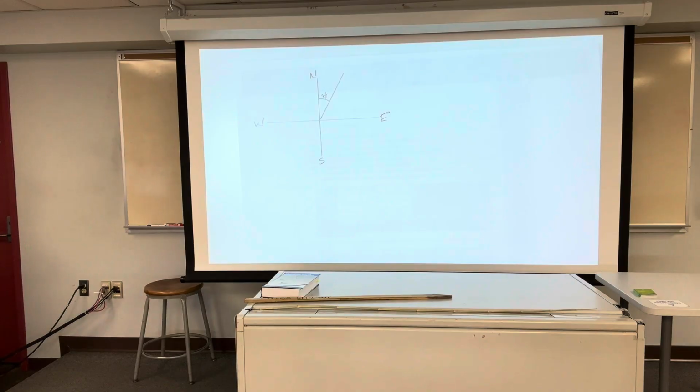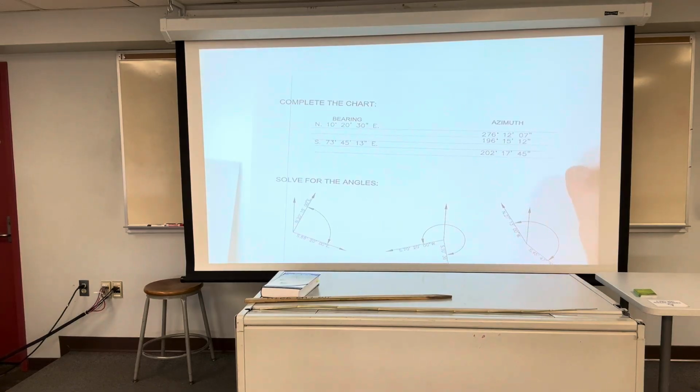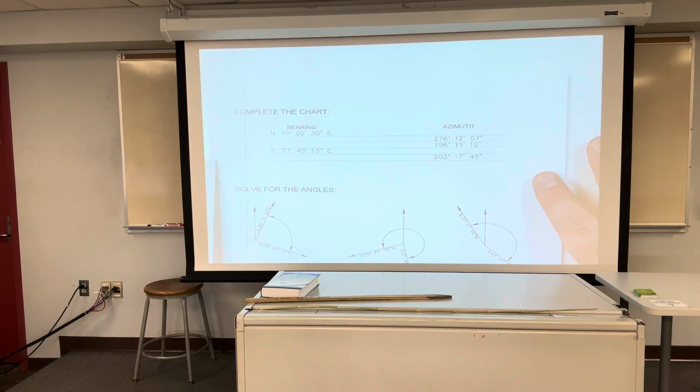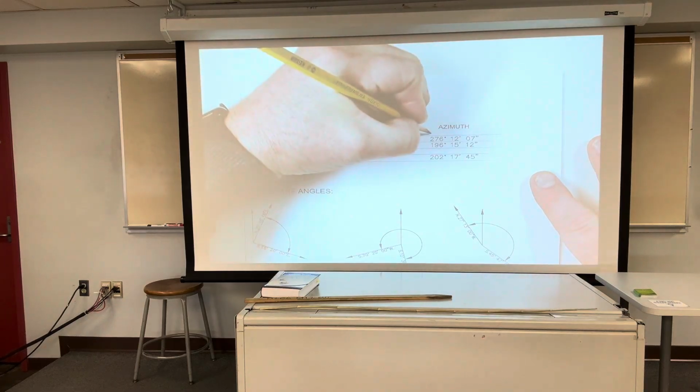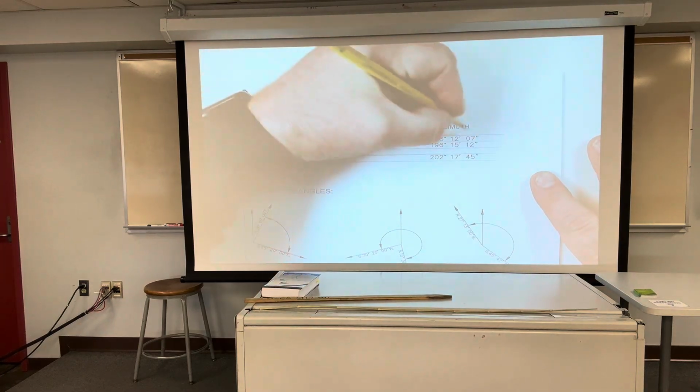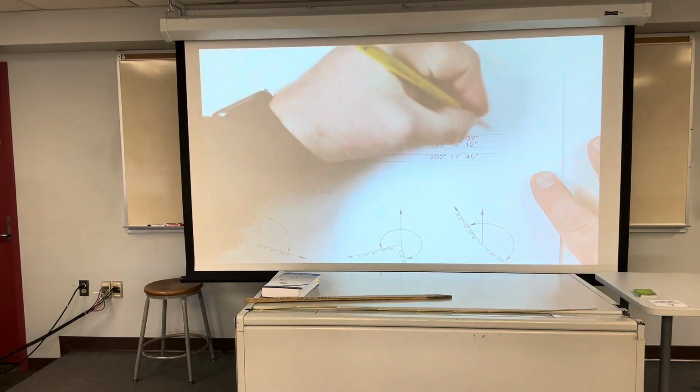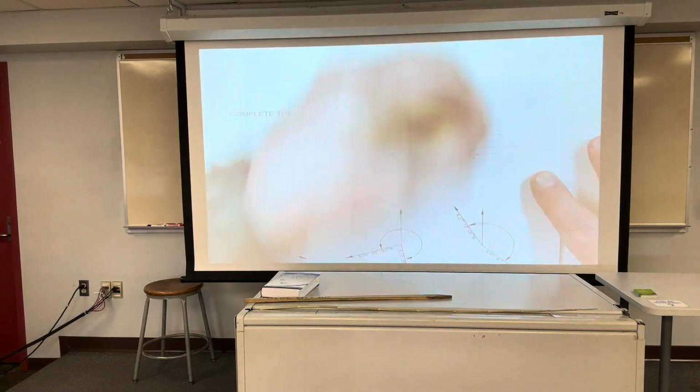When we're in the northeast quadrant, that also happens to be the same azimuth. Any bearing in the northeast quadrant is equal to the azimuth. And hey, guess what? Prepare to have your mind blown. Any azimuth in the northeast quadrant is the same as the bearing. So this first one should be very simple here. The azimuth is just 10 degrees, 20 minutes, 30 seconds.